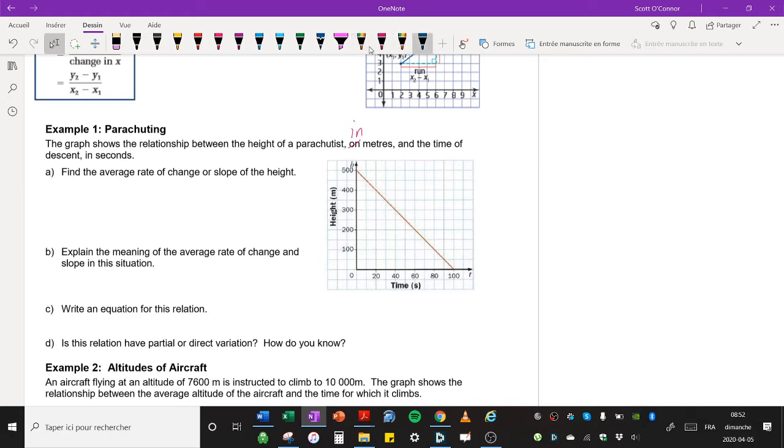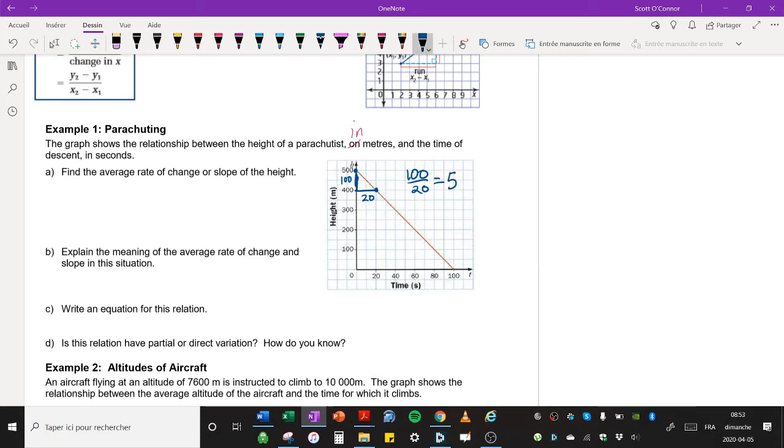So if you're finding the slope, you're going to take 2 points you can clearly identify. Here we have 2 points we can clearly identify. The rise here is 100. The run here is 20. Rise over run, 100 over 20, and we get a slope of 5.